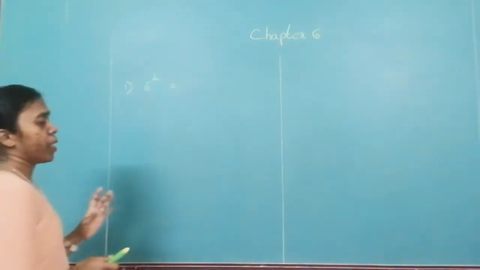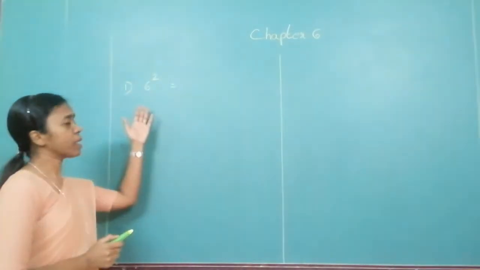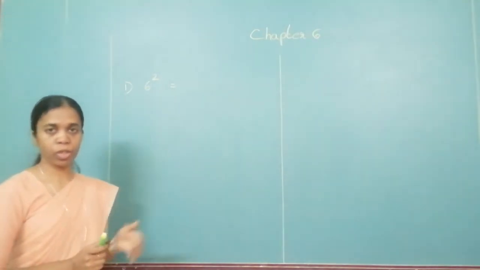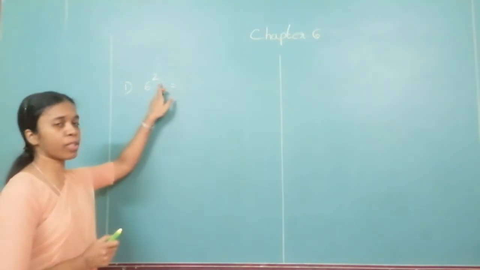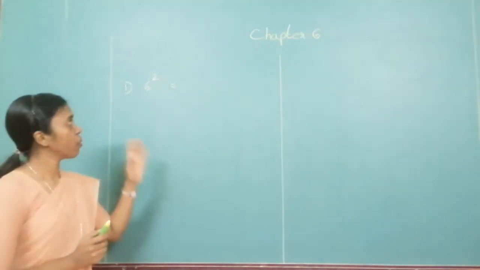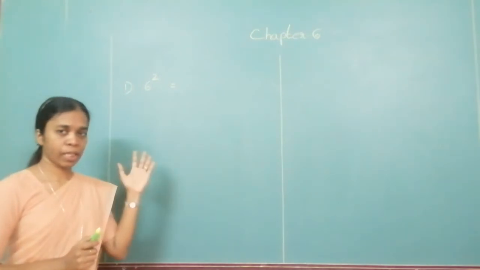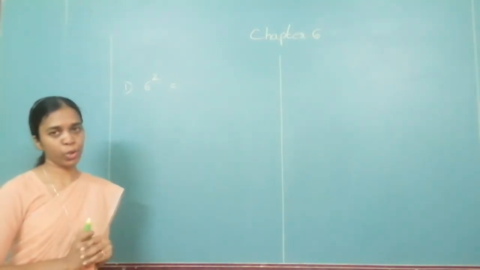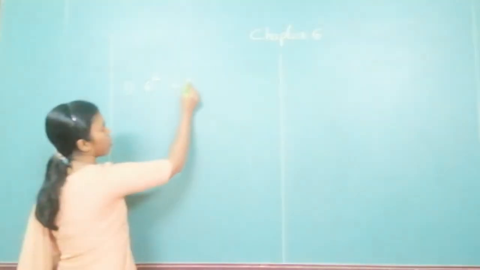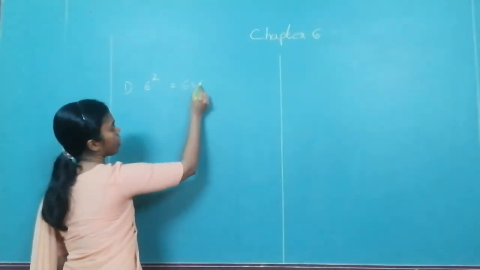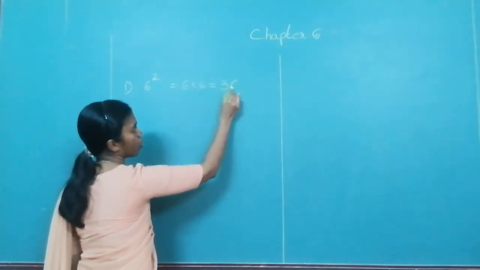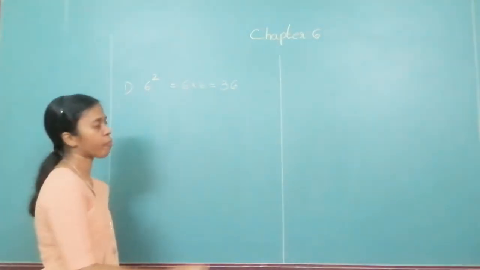Okay. Now we have already learned how to read this number, 6 square. When the index is 2, we call it square. 6 square. What is the base over here? 6. Exponent is 2. What is the value of it? How do you find the value? You expand it. Write it in the multiplication form. 6 into 6 is equal to 36.